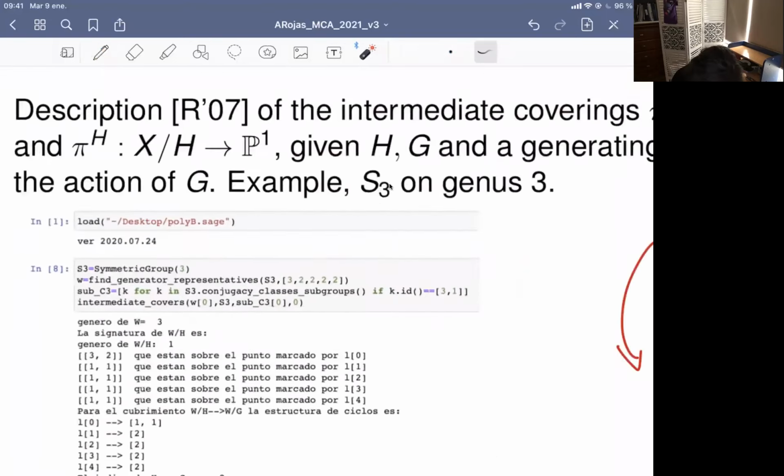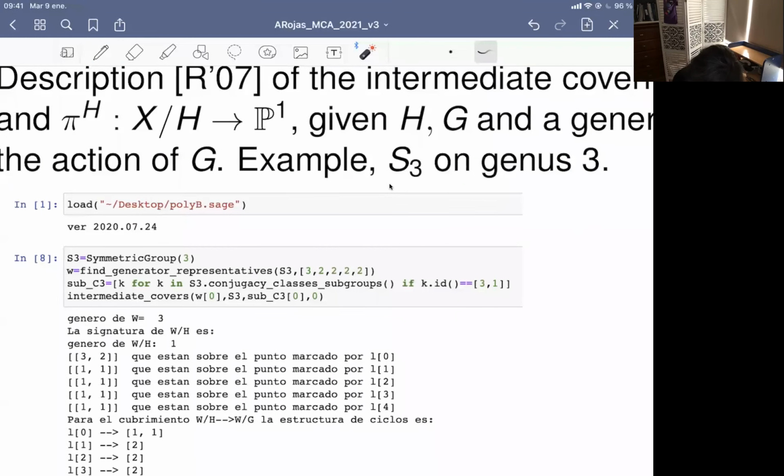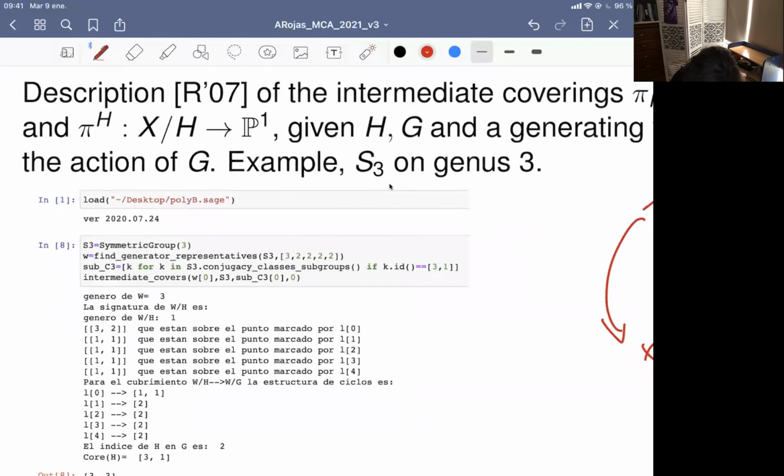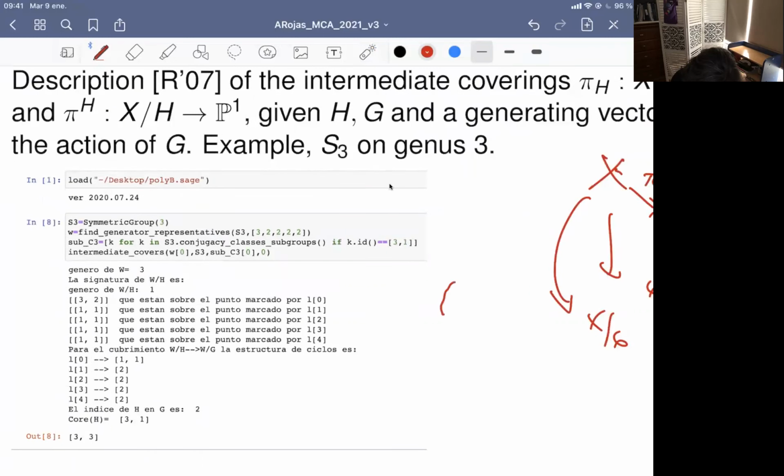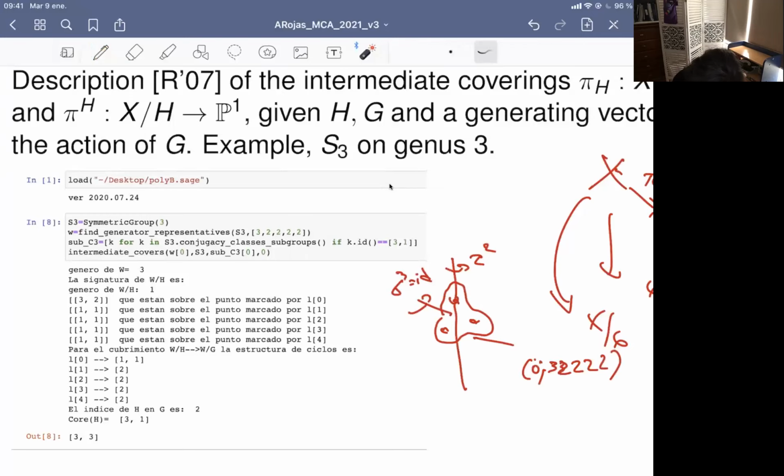So we programmed that. And for instance, here in this example, I changed the group, and I want to study S3 acting on genus 3. So here you have a sigma, which has order 3. And here you have tau, which has order 2. And that gives you a signature of genus 0, the quotient, and then 3, 2, 2, 2, 2. So that is the action.